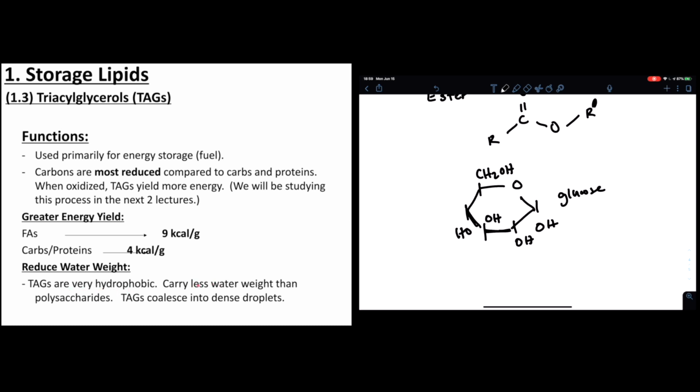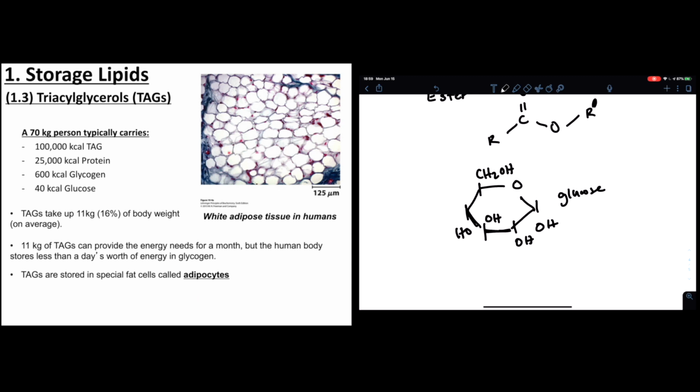So TAGs, they're very hydrophobic. They carry less water weight, and they tend to coalesce and be together because they're all hydrophobic into these dense droplets. So this is a white adipose tissue. This is fat tissue that's taken from humans, and each of these represents an adipose cell, or an adipocyte it's called. And these are all storing their TAGs in there, right?